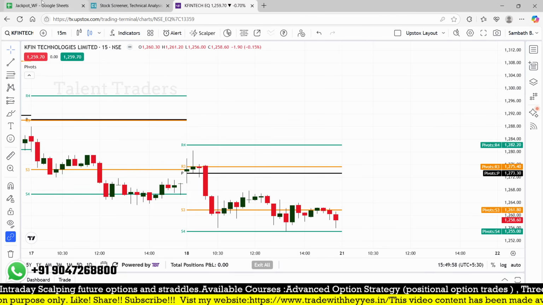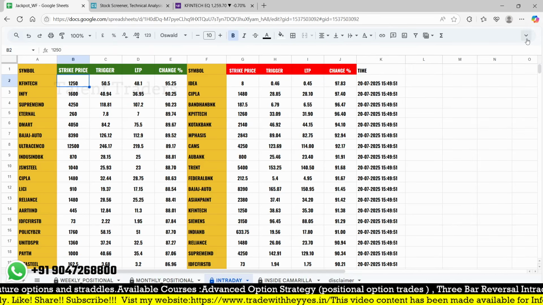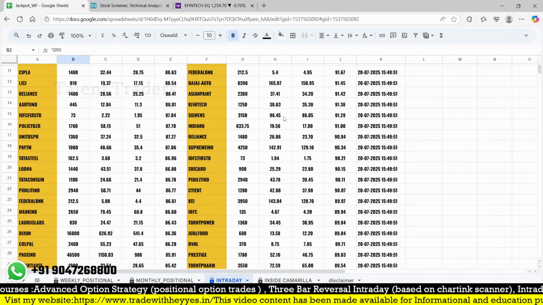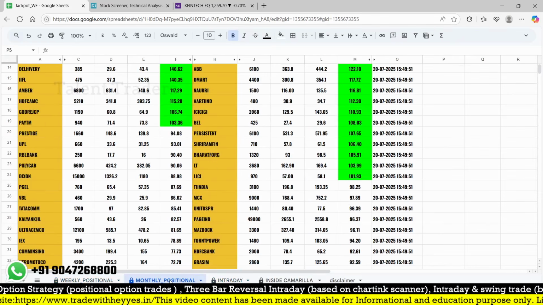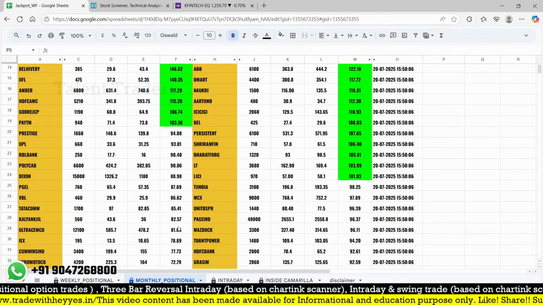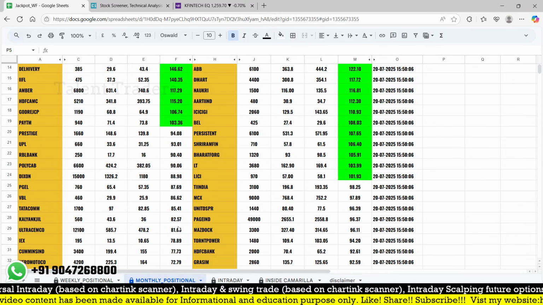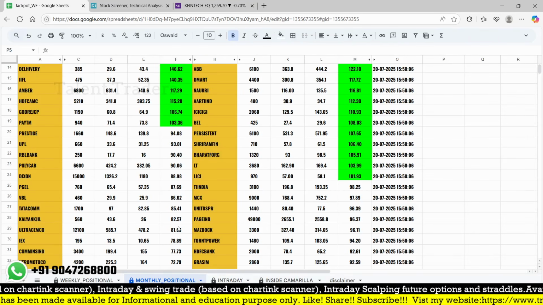So that is our sheet, which works based on these concepts, and mainly it was created for our positional strategy. Now it is working for intraday too. So maybe you can use it as an option finder and apply your own strategy. It may help you find good trade opportunities.